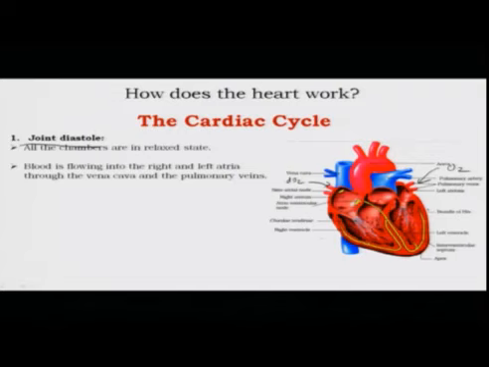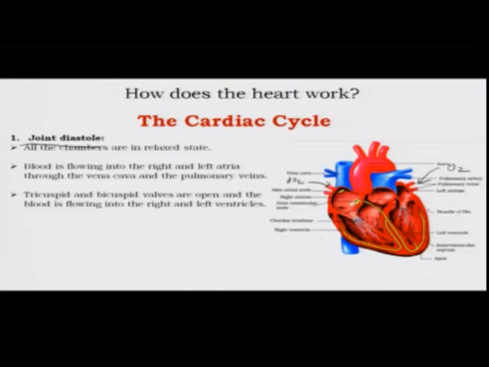This blood is flowing into the atrium which is in a relaxed state, and it is not remaining in the atrium because the valves are open. So, the tricuspid and the bicuspid valves are open. The blood is then flowing from the atria into the ventricles, and the ventricles are also in a relaxed state. After this, what begins is known as the atrial systole.